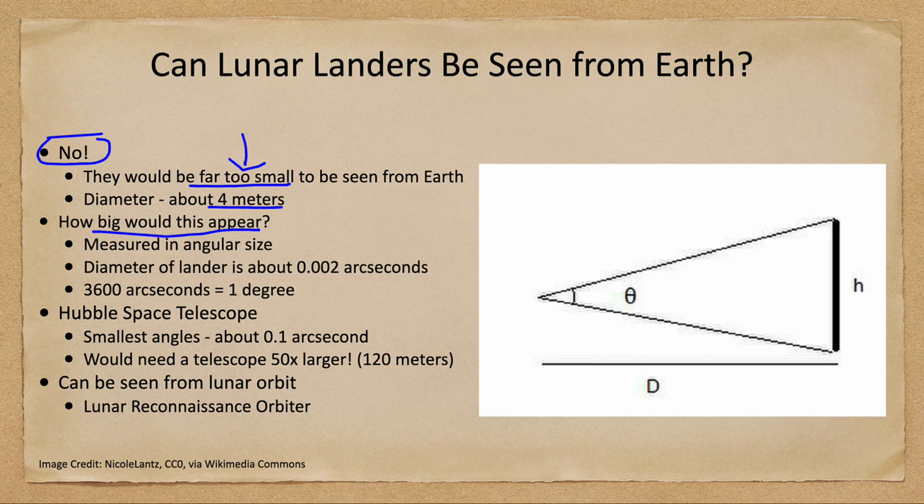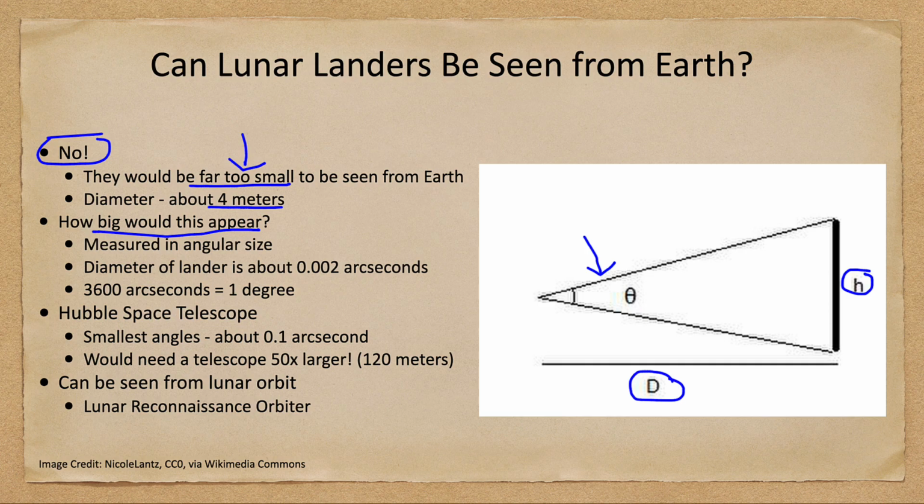And we do that in terms of measuring an angular size here, given by the Greek letter theta. That is the angular size that something would appear. And it depends on how large the actual object is, in this case about 4 meters. And it depends on the distance between yourself and the object. So the closer an object is, as we know, the larger it's going to appear. The farther away it is, the smaller it's going to appear.